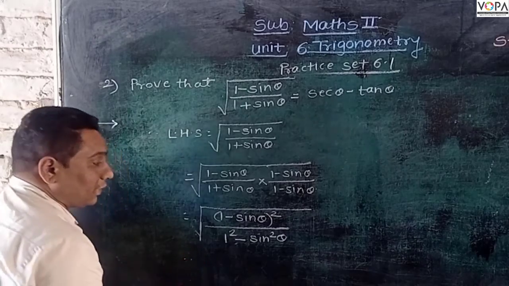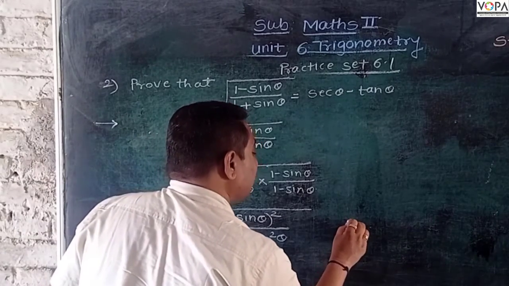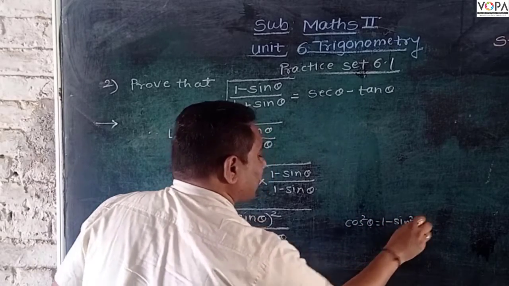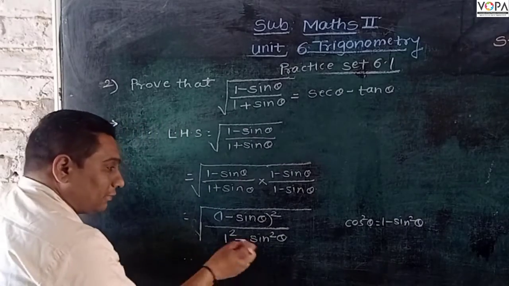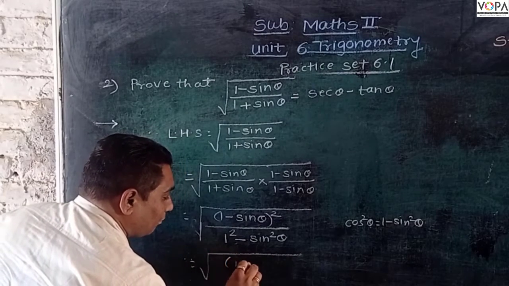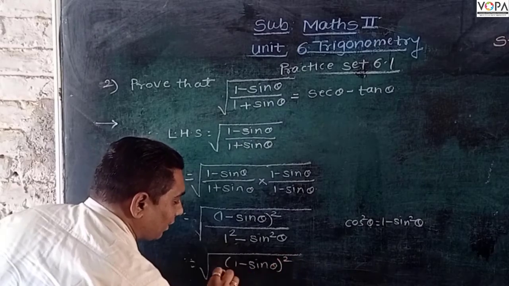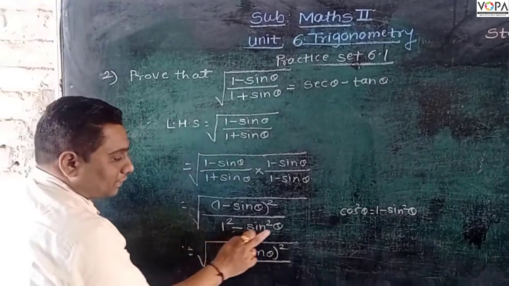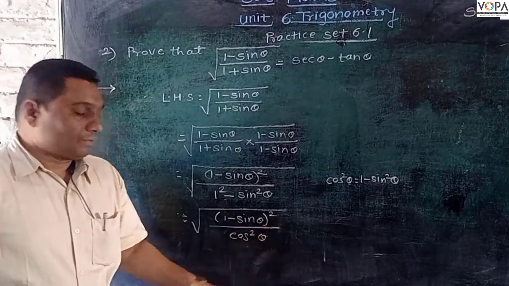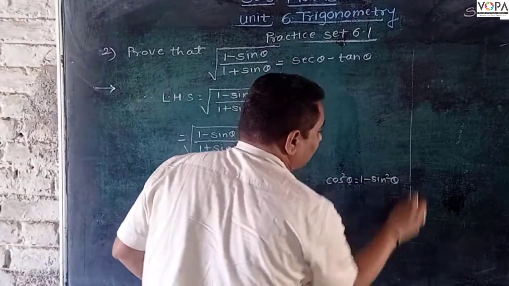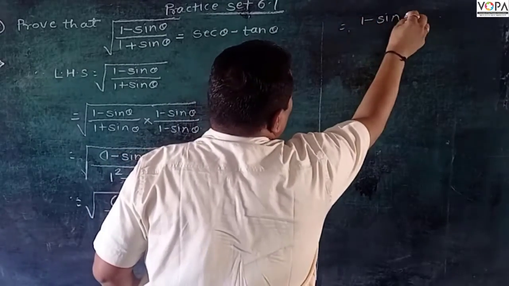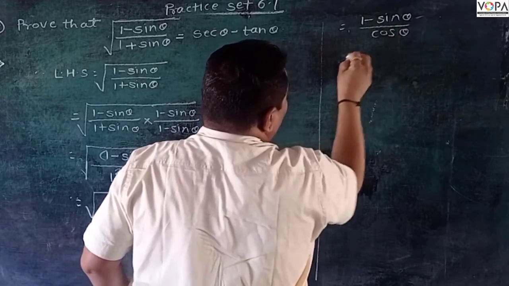Okay, so here we know that cos square theta is equal to 1 minus sin square theta. By using this identity, we can write it down: (1 minus sin theta) whole square upon 1 square minus sin square theta, that is cos square theta. By taking the square root, we have 1 minus sin theta upon cos theta.